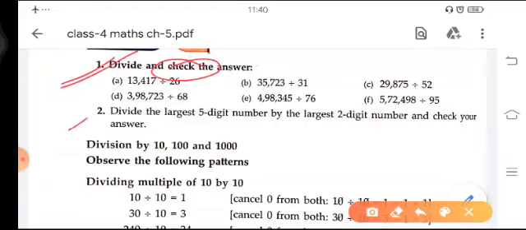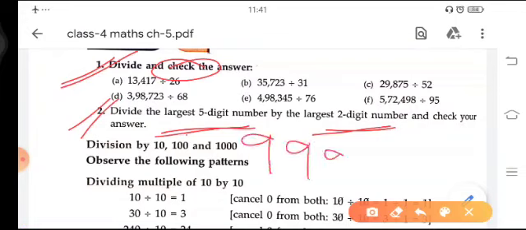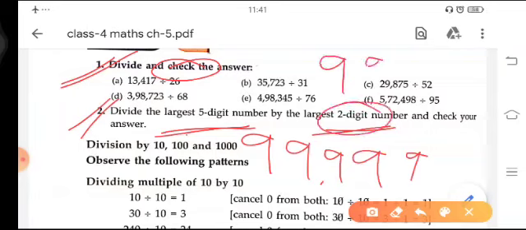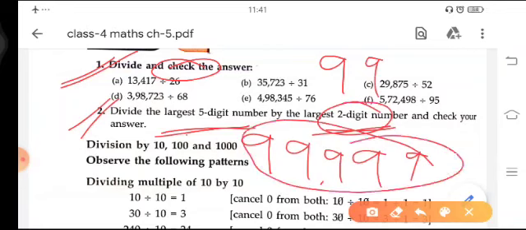Okay, in question number 2 we have to divide the largest 5-digit number by the largest 2-digit number. What is the largest 5-digit number? That is 99,999. Okay, and what is the largest 2-digit number? That is 99. So we have to divide 99,999 by 99. Okay, and after getting the division you will get a quotient and a remainder, and you have a dividend and divisor also.